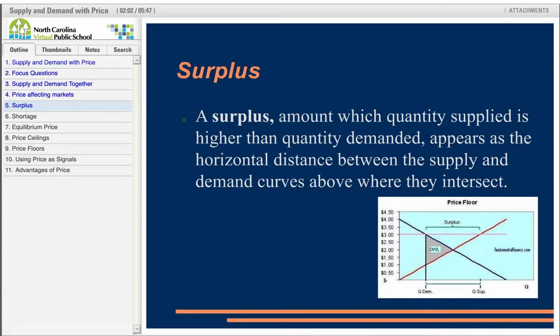To view where a surplus exists on a graph, click the link below. A surplus signals that the price is too high. Consumers are unwilling to pay the price in large enough numbers to satisfy producers. If the market is competitive, this surplus will not exist for long. Sellers will have to lower their price if they want to sell their goods.